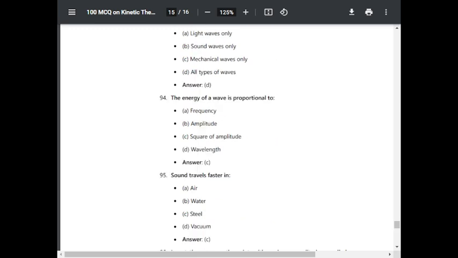Question number 94. The energy of a wave is proportional to: option A, frequency; option B, amplitude; option C, square of the amplitude; option D, wavelength. The correct answer is C, that is square of the amplitude. The energy of a wave is proportional to the square of the amplitude.